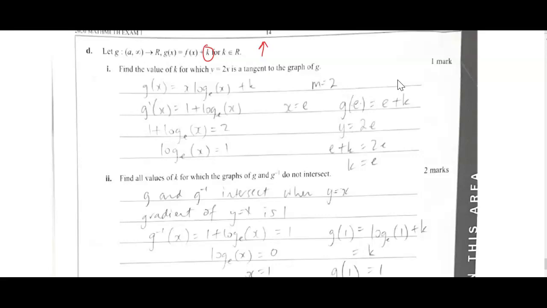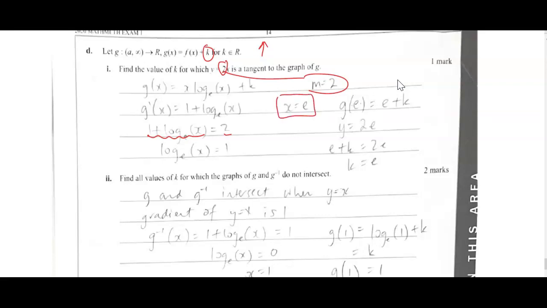Now the gradient of this tangent is 2. So I've let my derivative equal the gradient, which is 2, and then solved for x. So that's what I've written here, m equals 2. That's just come from there. Sorry, not x equals, I can't remember what I said, x equals e.